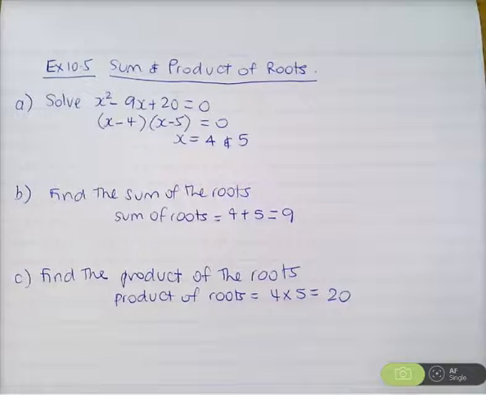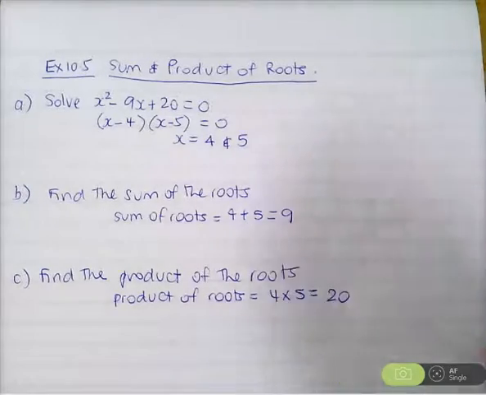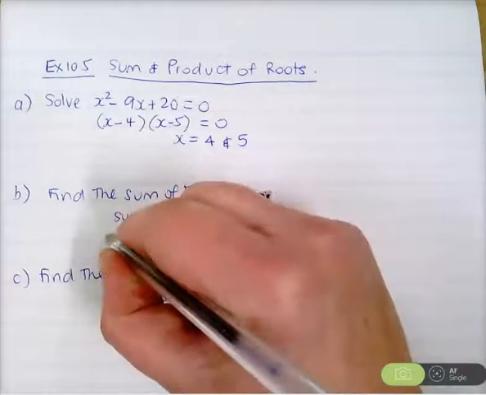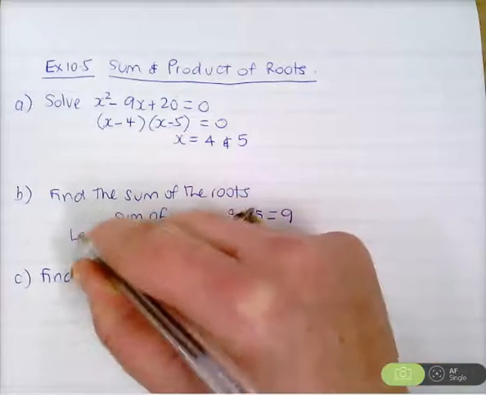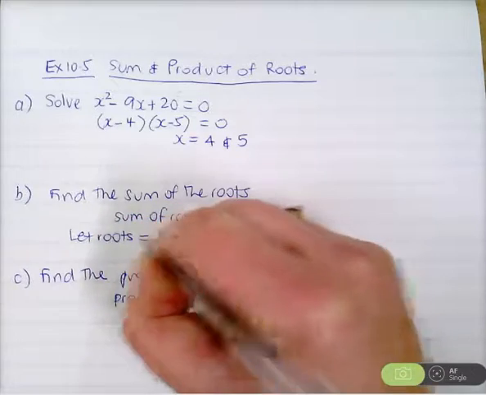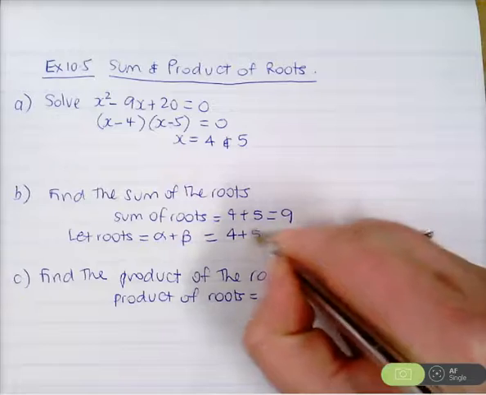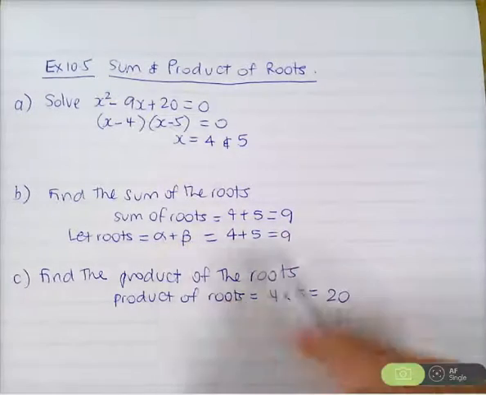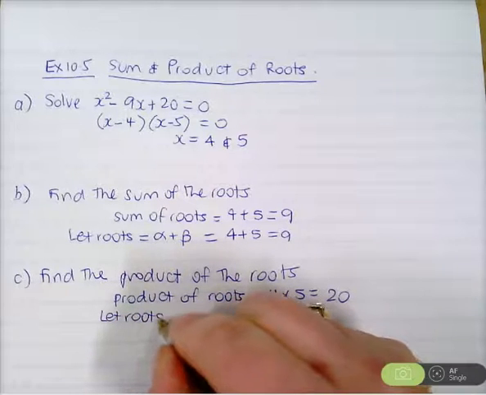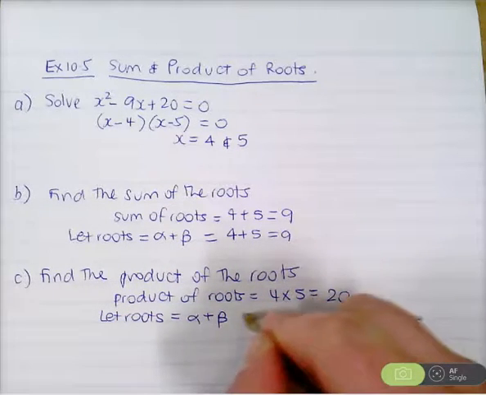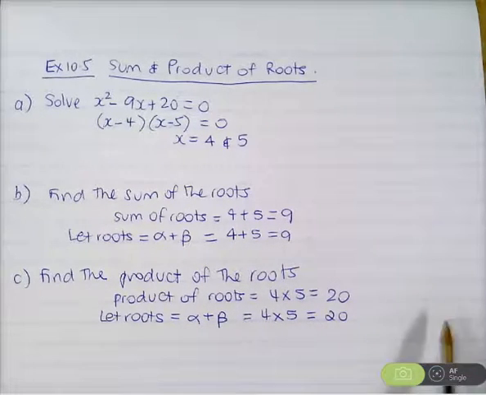Have you written that down, girls? I need to pause and look at the book. Now, we can let the roots be alpha and beta. Just watch this. If I let the roots equal alpha and beta, I can say the sum of my roots is 4 plus 5, which is 9. In other words, alpha plus beta is 9. And the product of my roots is 4 times 5, which is 20.